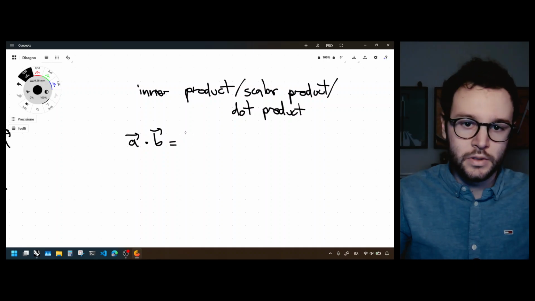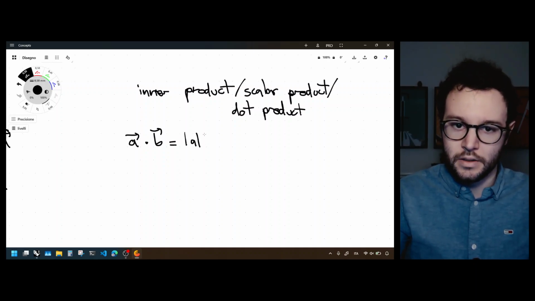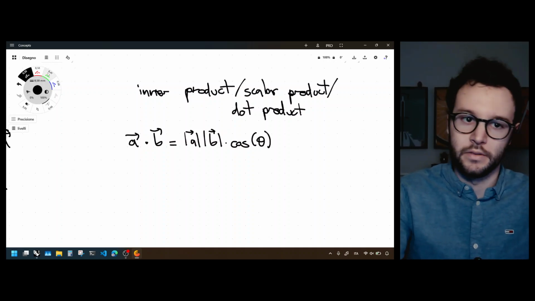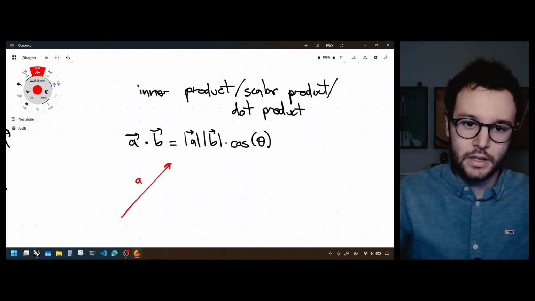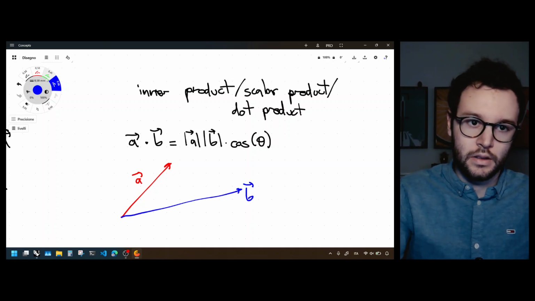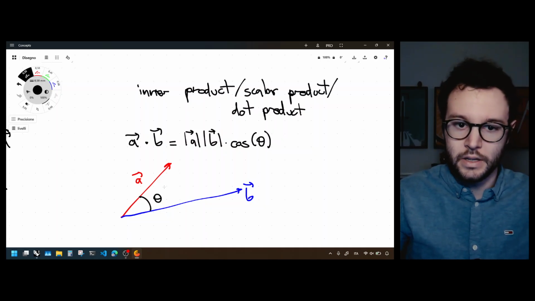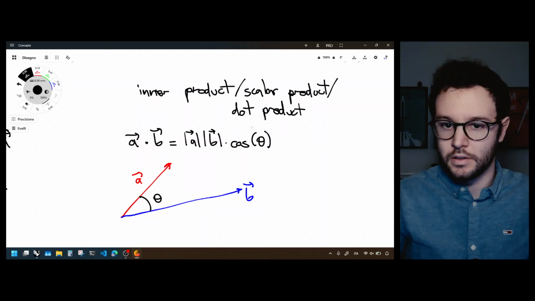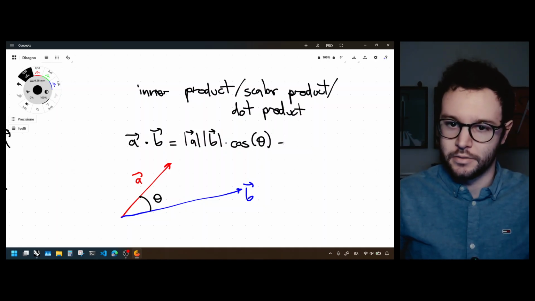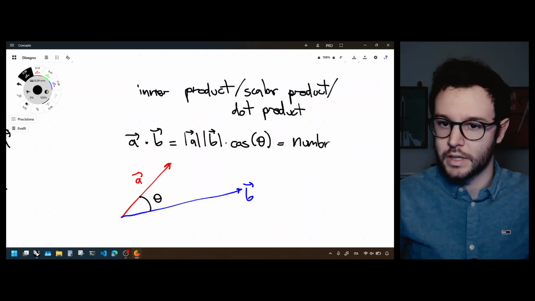And the way you compute it is you do the length of A times the length of B. This is the absolute value symbol, it represents the length when we talk about vectors, times the cosine of theta, which is the angle in between the vectors. So let's draw the case. This is A, this is B, and this is theta. And indeed, this is a number, this is a number, this is a number. So the dot product returns a scalar. The result of this is a number, a scalar. That's why it's also called a scalar product.